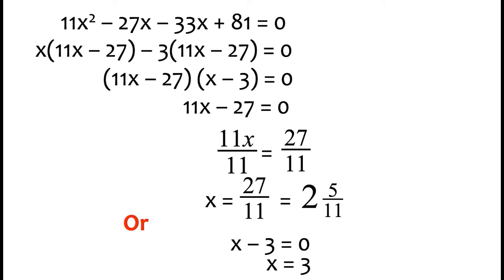Or, pick the second expression there, x minus 3 equals 0. To find the value of x, x becomes 0 plus 3, which equals 3. So in this case, x is either 2 whole number 5 over 11 or x equals 3.